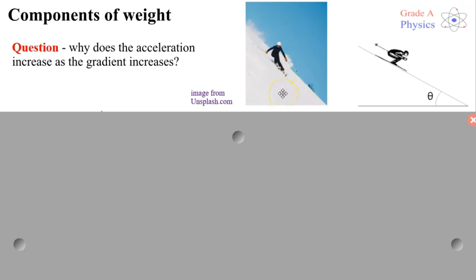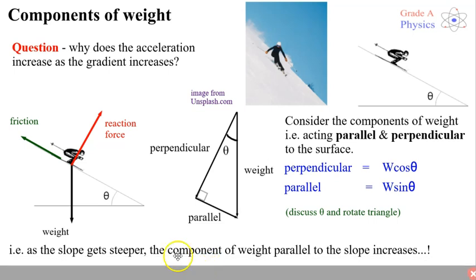That sounds like a bit of a daft question because we know that intuitively. If we increase theta from the horizontal, then the acceleration will be greater. You're going to move down this slope more quickly and reach a greater maximum velocity. Why is that? How do we explain that? So this is what we need to address here. So the first thing we're going to consider is what are all the forces acting on the skier.